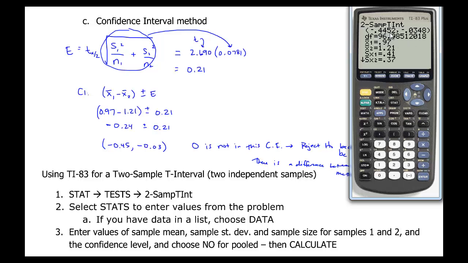Negative 0.4452, we got negative 0.45, to negative 0.0348, and we got negative 0.03. So same interval. The calculator is a little bit more accurate, but that's doing the same process as we used with the equation over here.